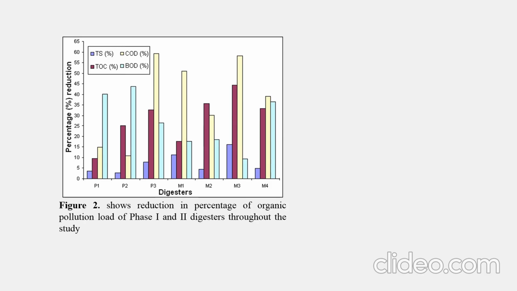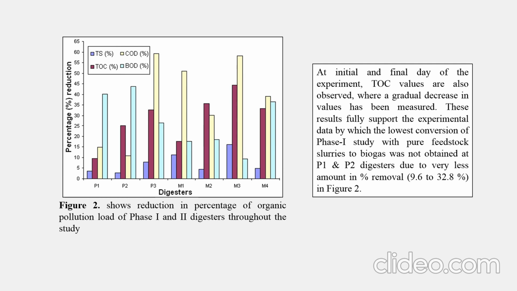At the initial and final day of the experiment, total organic carbon values were also observed, where a gradual decrease in values was measured. These results fully support the experimental data, by which the lowest conversion of phase 1 study with pure feedstock slurries to biogas was obtained at the P1 and P2 digesters due to a very small percentage removal, which is 9.6 to 32.8%, as shown in Figure 2.